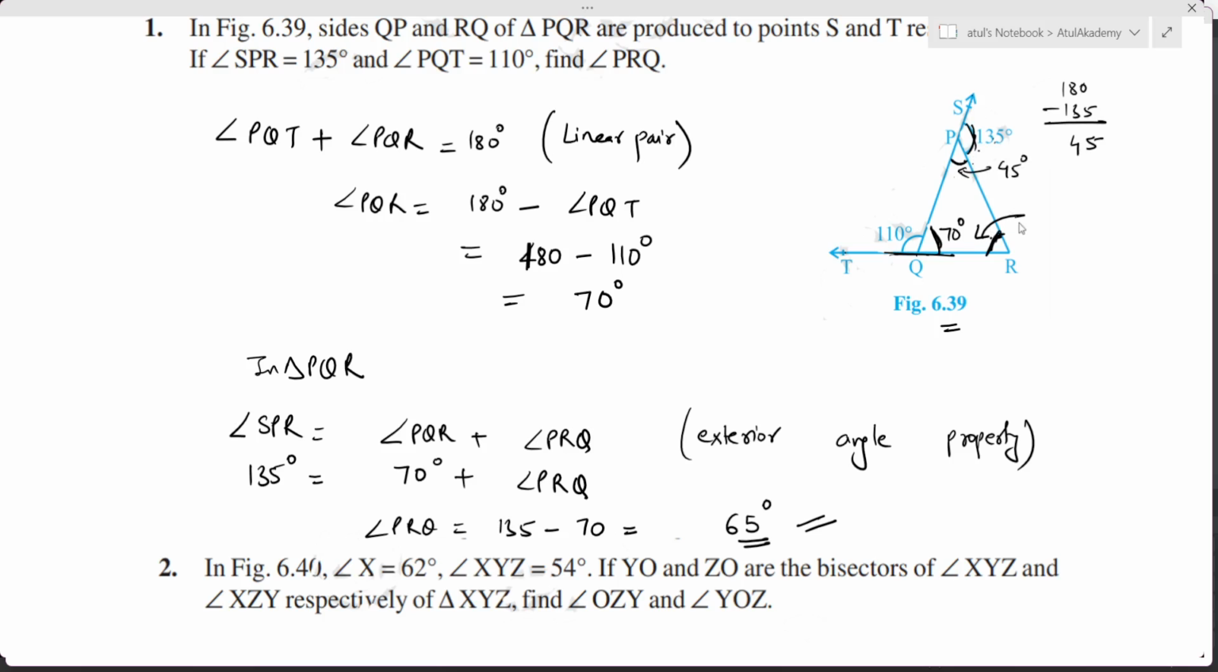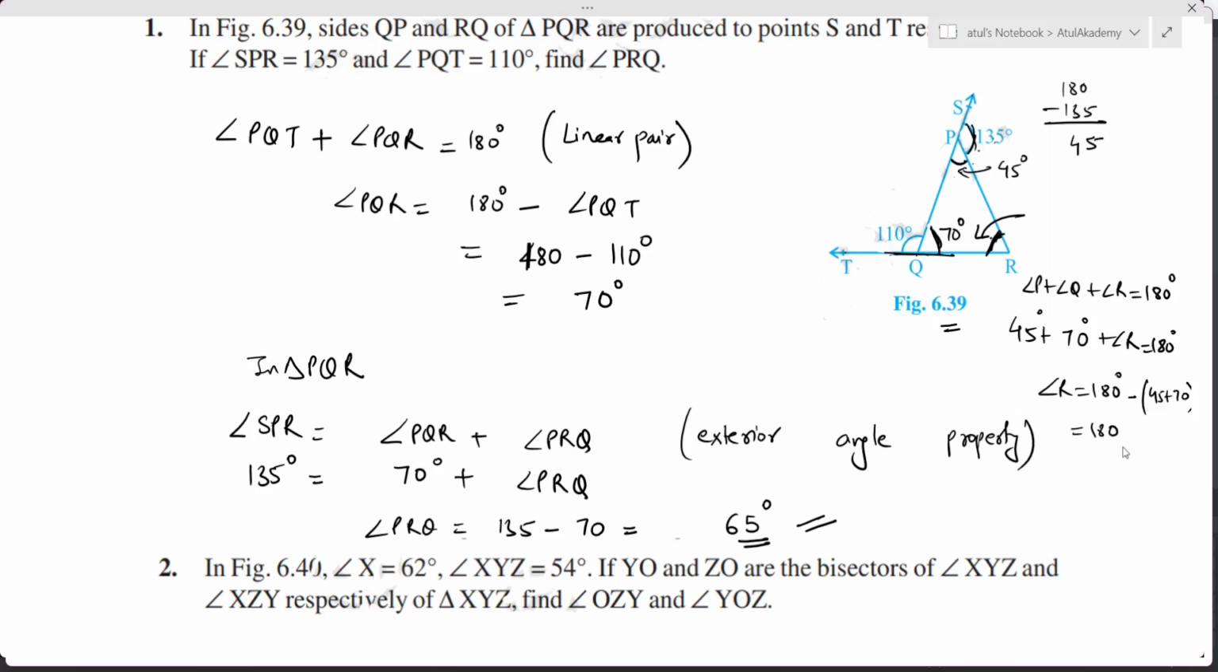Now using angle sum property, you know that angle P plus angle Q plus angle R is 180 degrees. P is not 70, P is 45, Q is 70 degrees. So R will be 180 minus 45 plus 70. You can find it out.